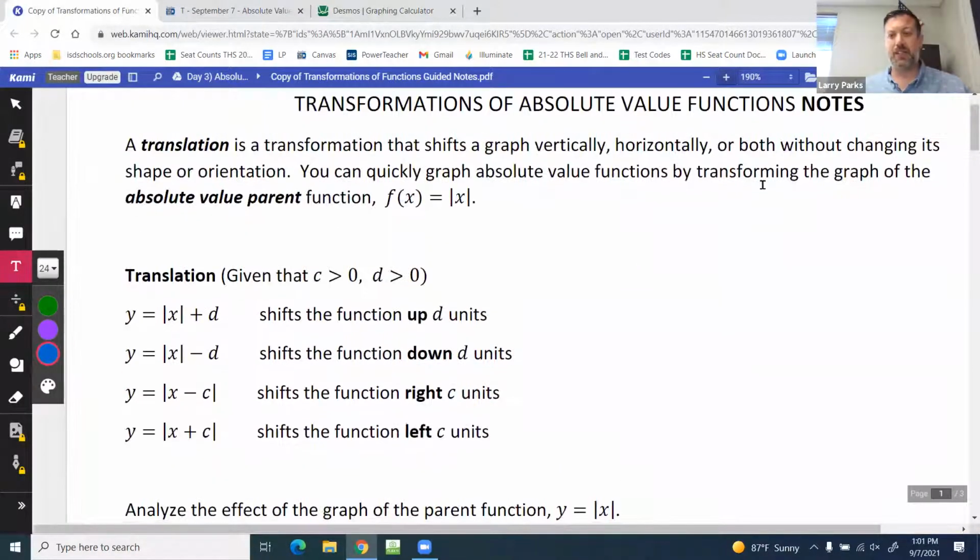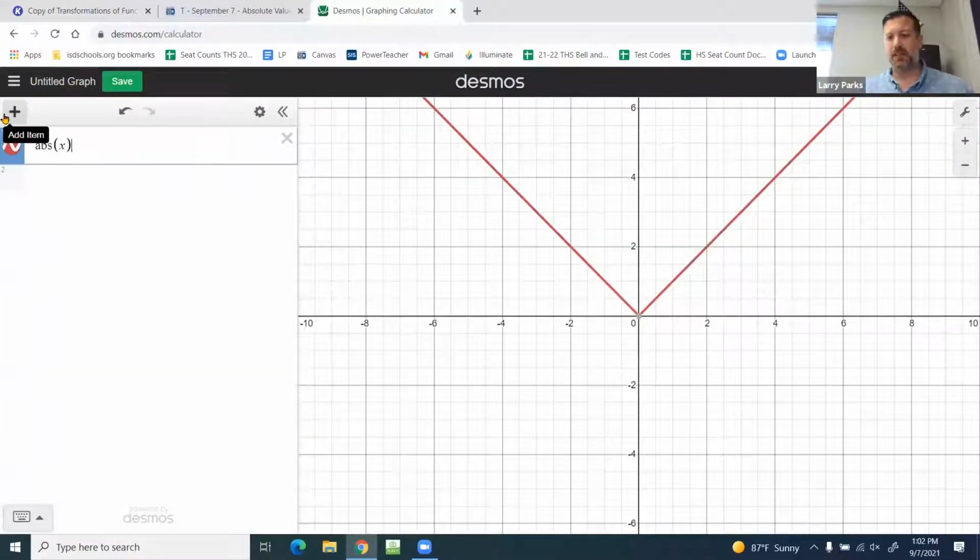So a translation is a transformation that shifts a graph vertically, that'd be what? Up and down, horizontally, or it could be both, without changing its shape. And then you could quickly graph absolute value functions by just transforming what we call the parent function. And in this case, the parent function is just regular old boring absolute value of x. And here's what that looks like. That's the parent function.